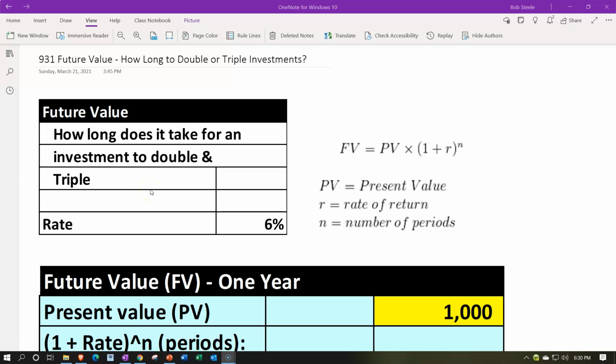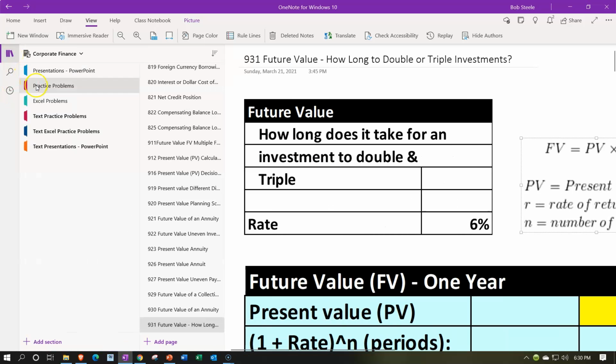If you have access to OneNote and would like to follow along, you're not required to, but if you would like to, we're going to be in the tab on the left-hand side. We're in the practice problems, and then down here in number 931, future value, how long to double or triple investments.